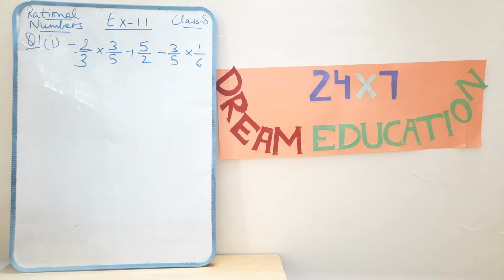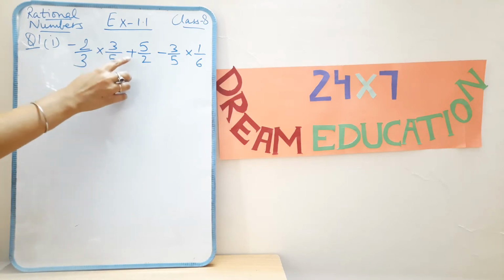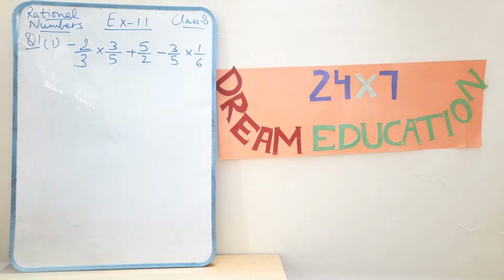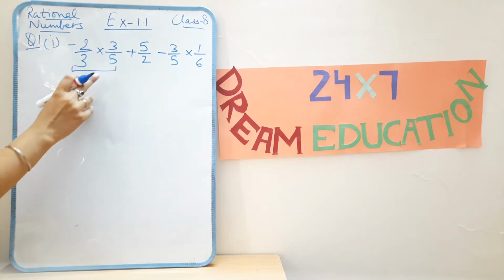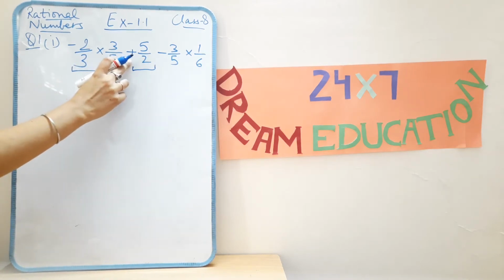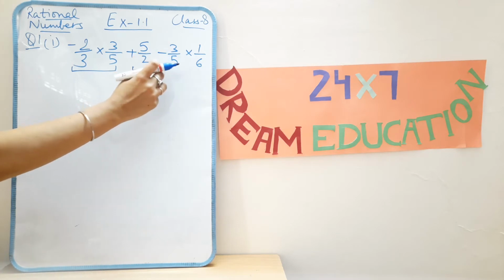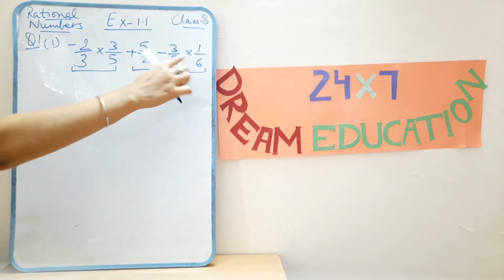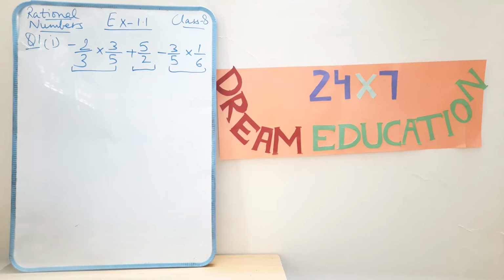First of all, we have to make groups. I'll tell you a rule: if there is a multiplication sign between two numbers, then they fall in one group. And if there is a plus or minus sign between two numbers, then they fall in different groups. So these two are in one group because there is a multiplication sign. This is in a separate group because of the plus sign. This is minus, so again this is a separate group, but these two are in one group because there is a multiplication sign. In this way we have made the groups.